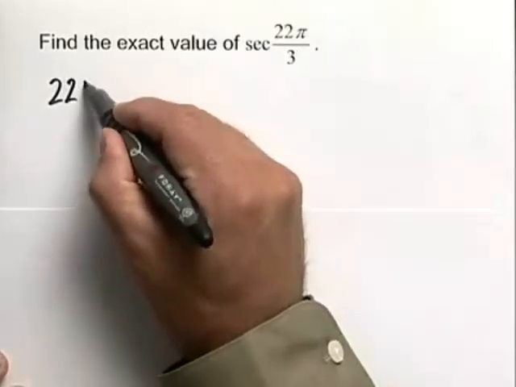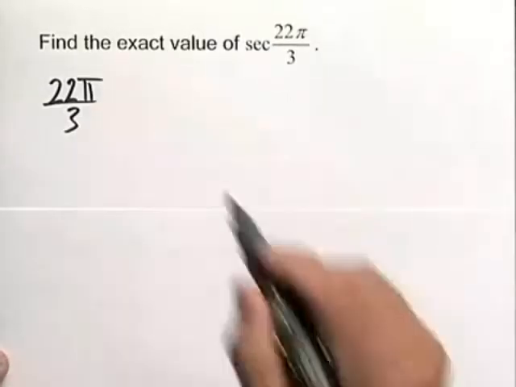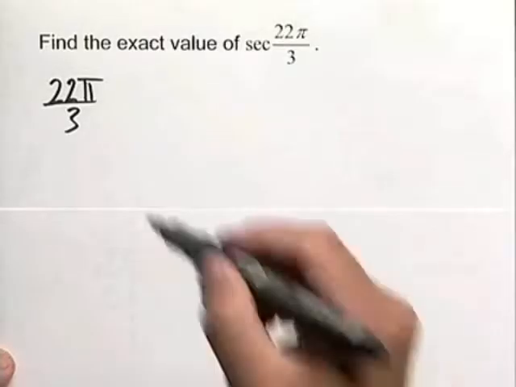Let's find the exact value of a trig function where the angle is larger than 2 pi radians. Alright, in this case we're looking for the secant of 22 pi thirds. That's certainly larger than 2 pi radians. So what we want is an angle that's coterminal with that between 0 and 2 pi.